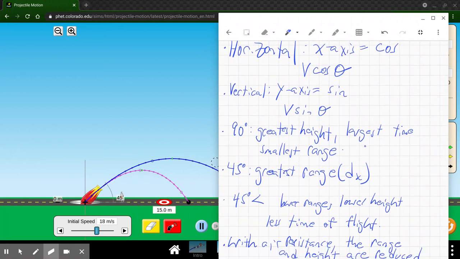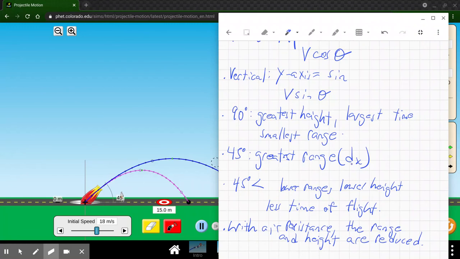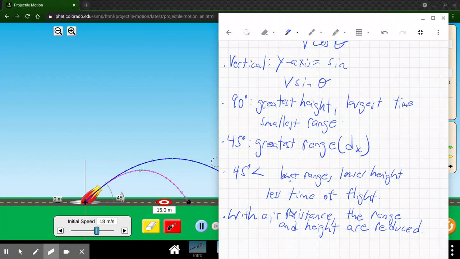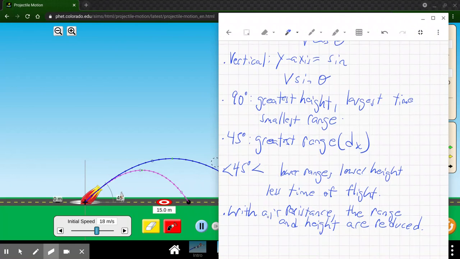A projectile launched at 90 degrees produces the greatest height and largest time in the air, but the projectile lands right where it started. 45 degrees will always produce the greatest range. Anything greater than or less than 45 degrees will produce a lower range. If the angle is greater than 45, you'll have a greater height but less range. If the angle is less than 45 degrees, you'll have lower range and lower height. And with air resistance, the projectile gets blocked by the air because of friction, and the distance traveled and height are all reduced.